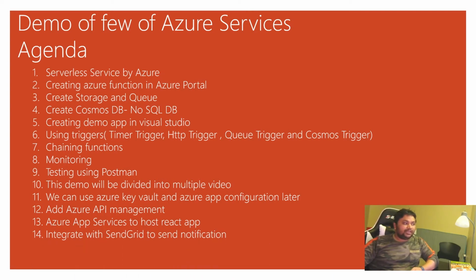We will create a demo function app in Visual Studio, and then we are going to use some of the triggers: timer trigger, HTTP trigger, queue trigger, and Cosmos trigger. Then we are going to change this function using some event mechanism. Then we are going to deploy and monitor this, and see how we can test HTTP trigger functions using the Postman tool.